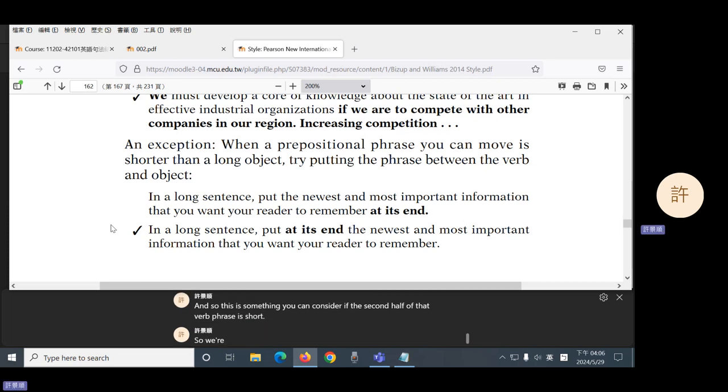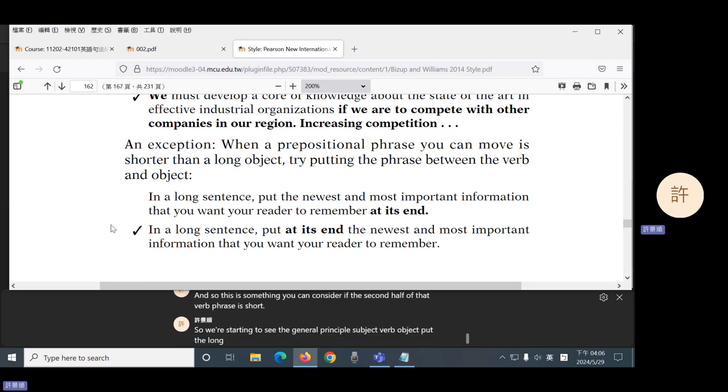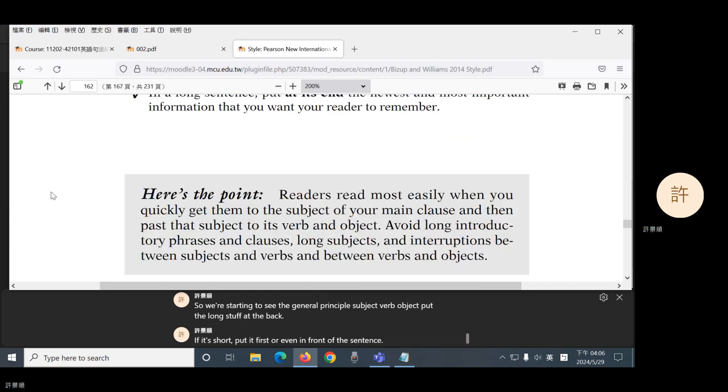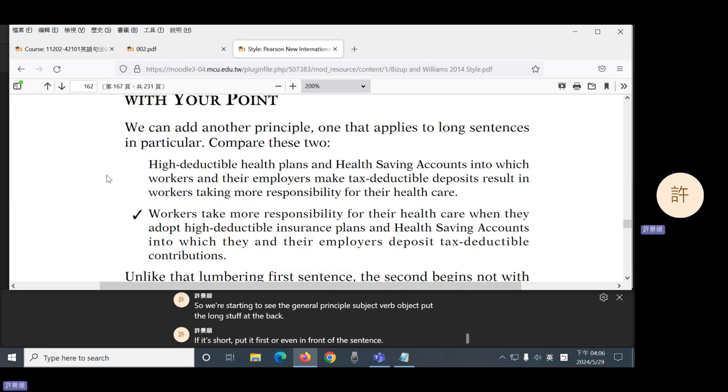So we're starting to see the general principle. Subject, verb, object, put the long stuff at the back. If it's short, put it first, or even in front of the sentence. Starting with your point. Yes. Again, find the most important idea of your sentence, turn it into your subject. And then the action that this subject does should be your verb. And then find the object and then push everything else to the end of the sentence.